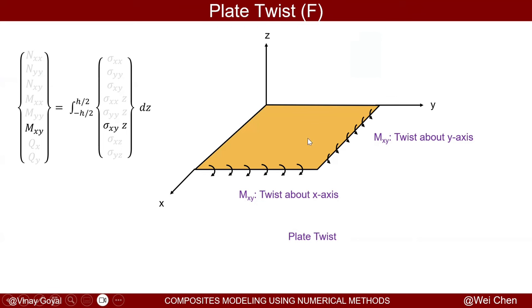Then the load. How much is it? 80. We'll make it downward. Something like this. Then we can add a symmetric boundary at the two sides to make sure that this beam is in pure bending. We just don't let these two boundaries move in the x direction.